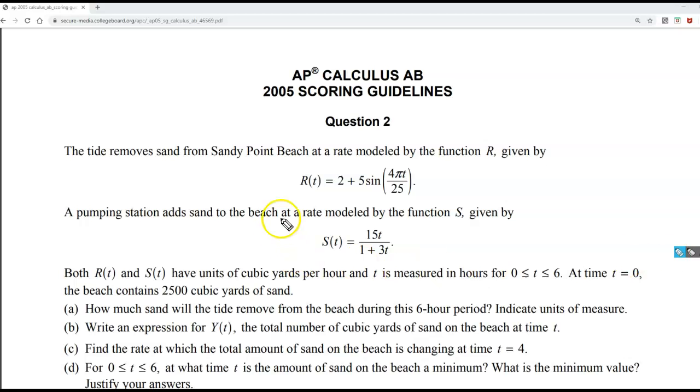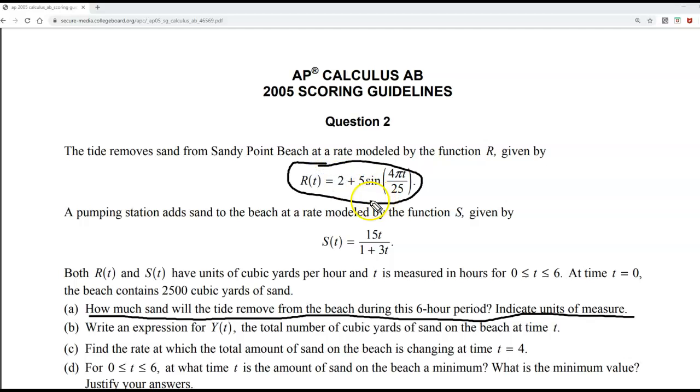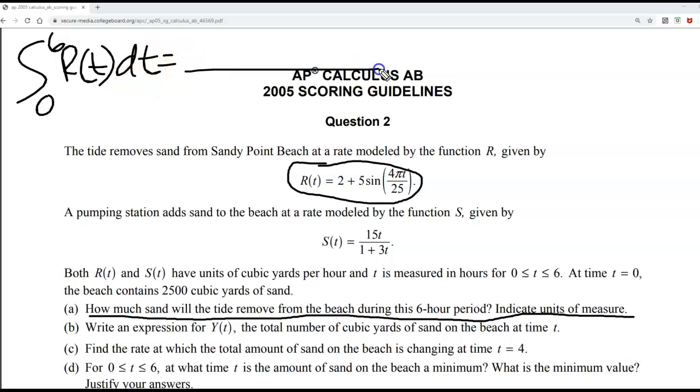All right, so the first question is asking us, how much sand will the tide remove from the beach during the 6-hour period? Well, we're only talking about removing it, and they want to know how much is being removed. Well, this is how fast it's being removed, but if I want to find out how much was removed on the interval from 0 to 6, the 6-hour time period, I'm going to integrate the rate at which it's being removed. And from there, you're just going to punch that into your calculator, and it's going to tell you the answer. But you don't want to forget to include your units. We talked about how the integral of R is going to be cubic yards.